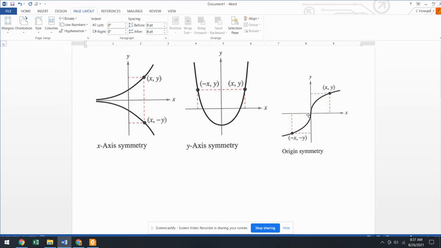And the last symmetry that we're going to study is origin symmetry. So it's symmetry about this point here, about (0, 0). And it's actually as if you fold it two ways. If you fold it along the x and then fold it along the y, that's when it matches up with itself. So that's a little bit different.